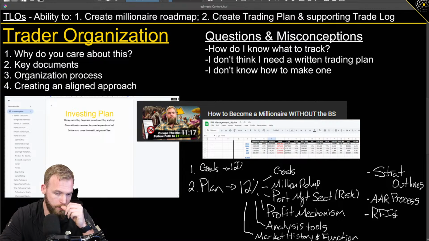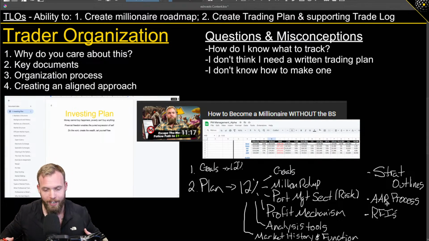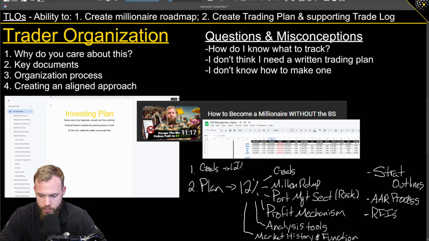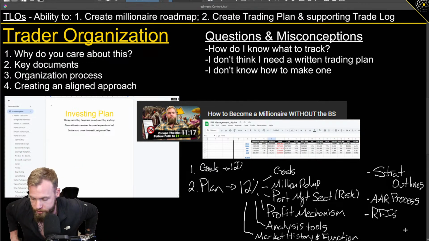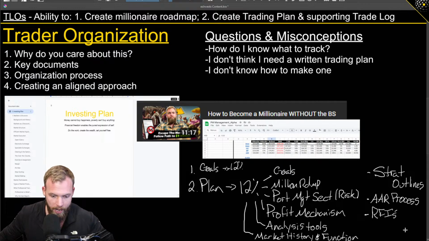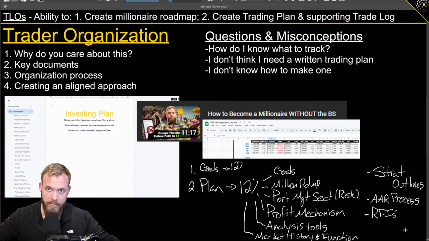Then RFIs, requests for information. These are ideas that you have on things that you want to try to iterate on. Maybe I want to explore doing a 30 delta short put versus the 40 delta short put. And you can take notes on this stuff. The reason why those notes are important is because when you do this for a long time, after a while, you'll start to have questions like, have I tried this before? And you will be able to answer questions like that to be way more efficient with your time.